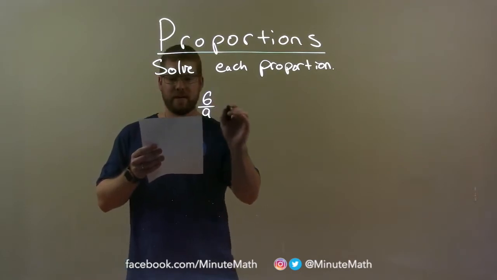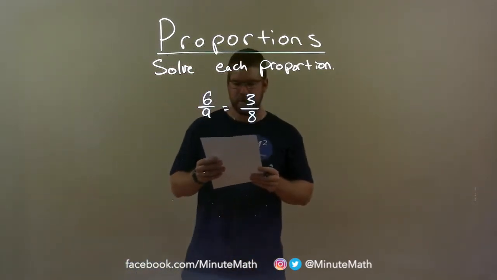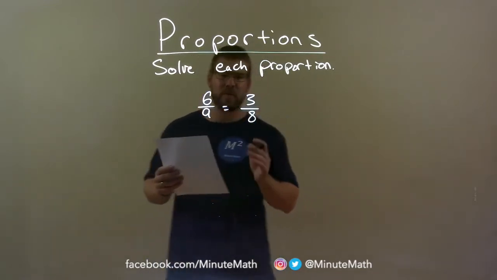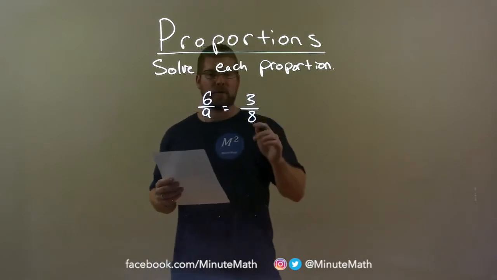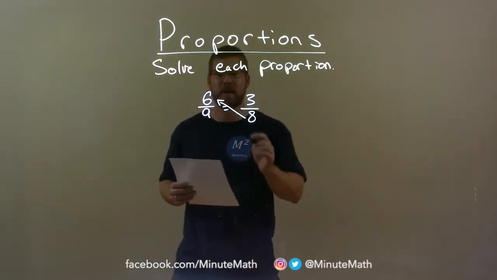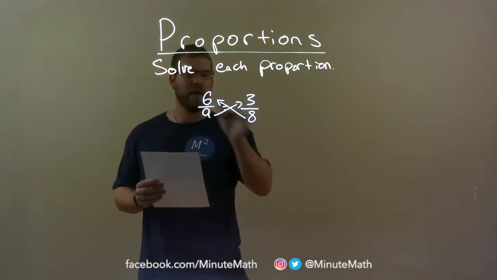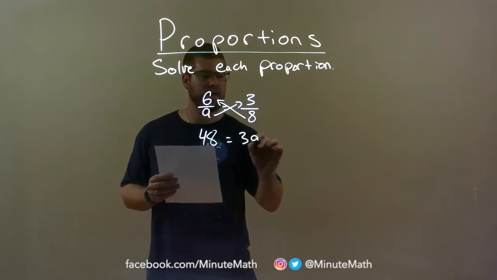6 over a equals 3 over 8. Okay? So 6 over a equals 3 over 8. Well, first thing I want to do here is cross multiply. I'm going to take the 8 times the 6, and a times 3. Well, 8 times 6 is 48, and a times 3 is 3a.